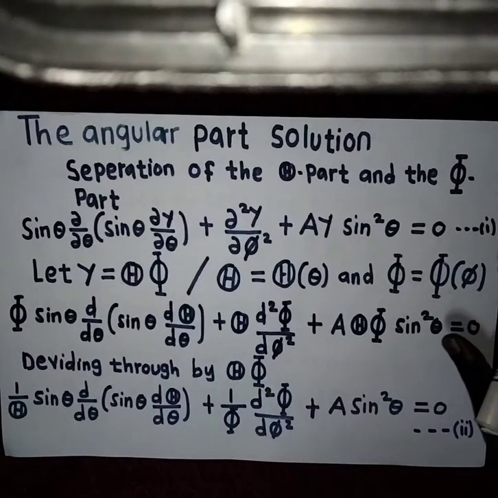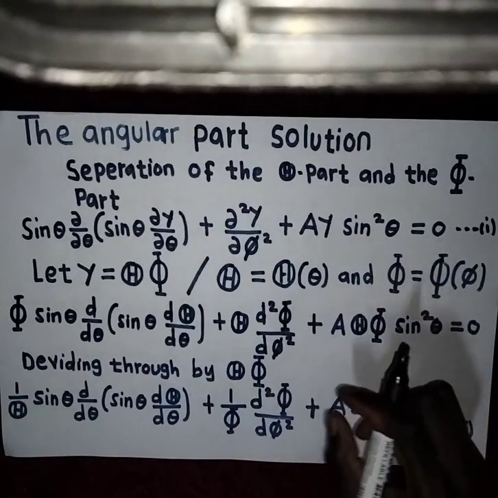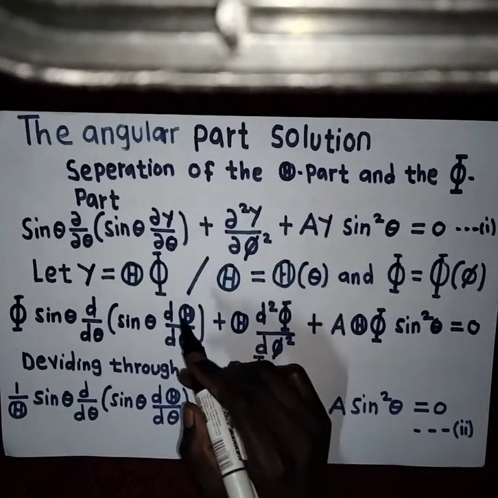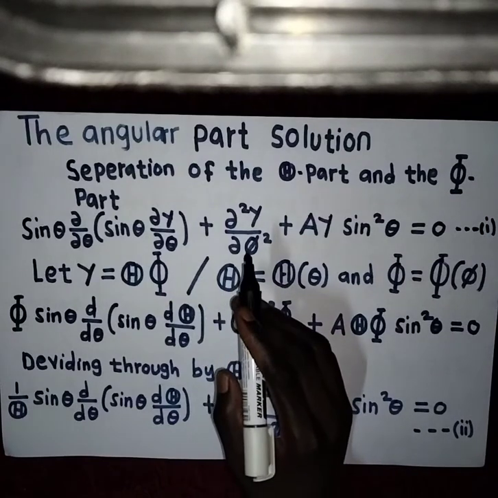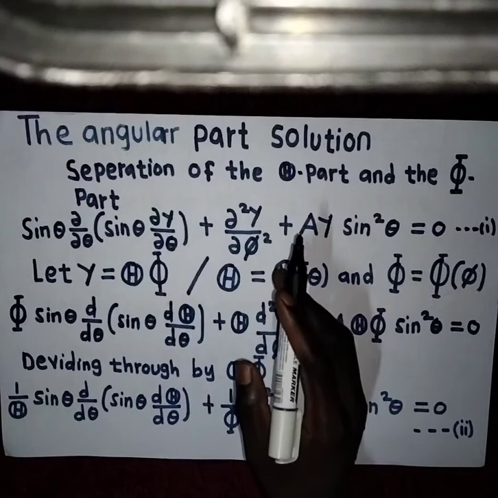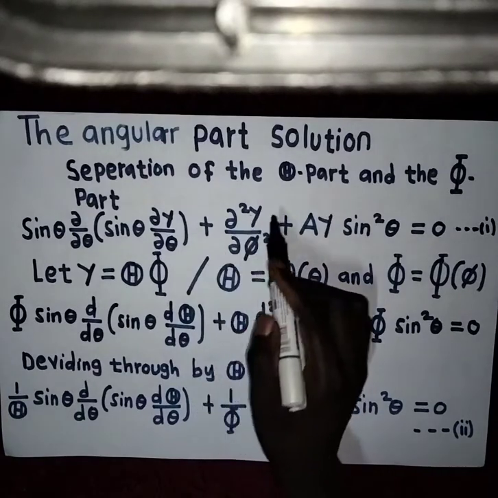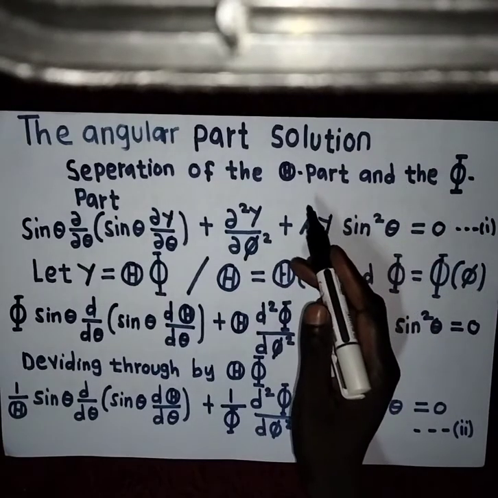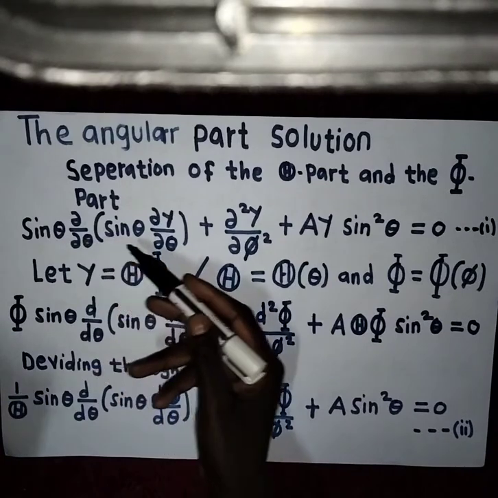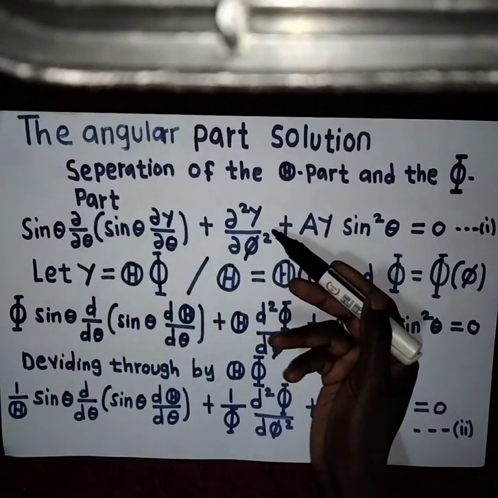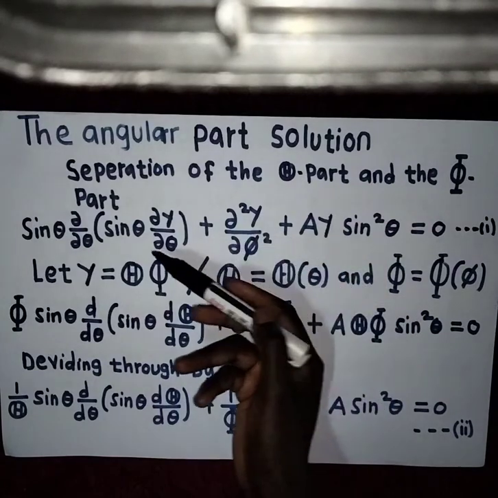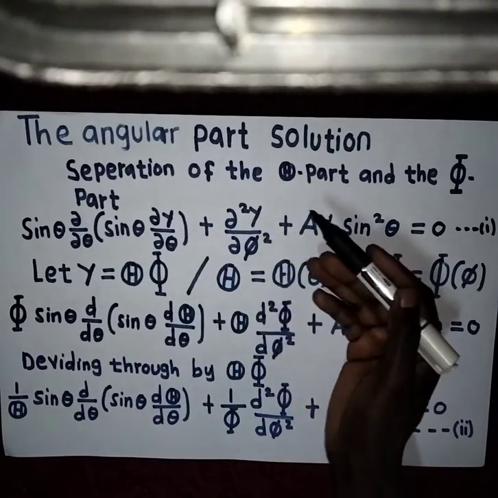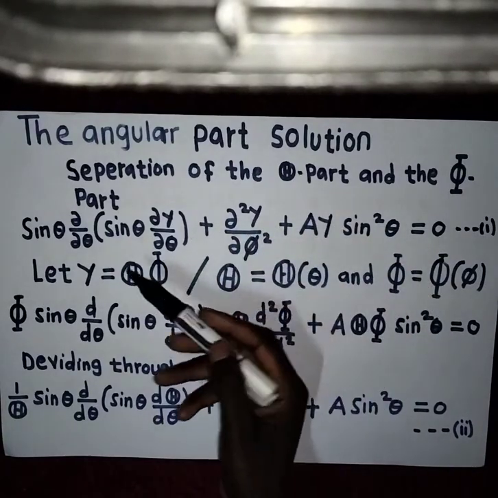Welcome again. Remember, in our last lesson, we talked about the separation of the angular part and the radial part. We had two parts, and in this lesson I want to look at the solution of the angular part. The first thing I'll do is the separation of the theta part and the phi part, because remember what we had in the angular part: one part having theta, and the other having phi. So recall that we came up with the angular part in this manner.